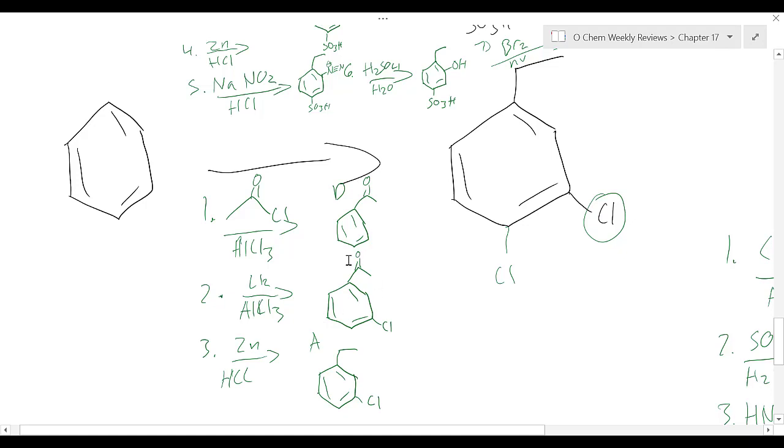Now that we have our chlorine group added in the meta position, we need to get rid of that carbonyl. We don't like it. We want it out of here. And we're going to do it using a great reducer. Zinc, HCl is a great trusty reducer.